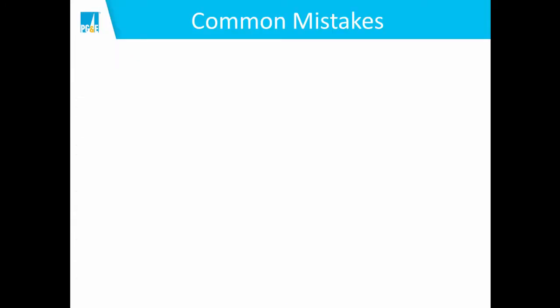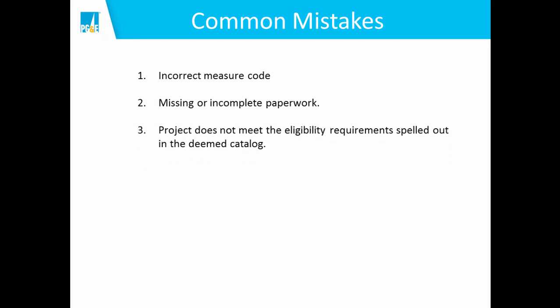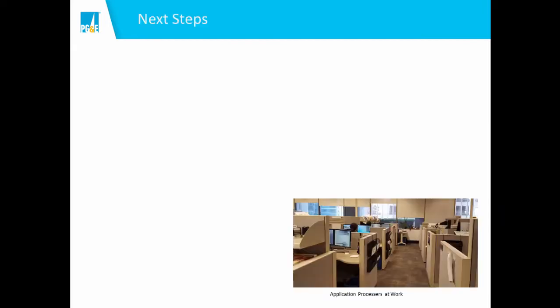So some common mistakes. One, the incorrect measure code was listed. Two, missing or incomplete paperwork. Three, the project does not meet the eligibility requirements spelled out in the DEEM catalog. And then finally, number four, the application is submitted before the measures are installed.